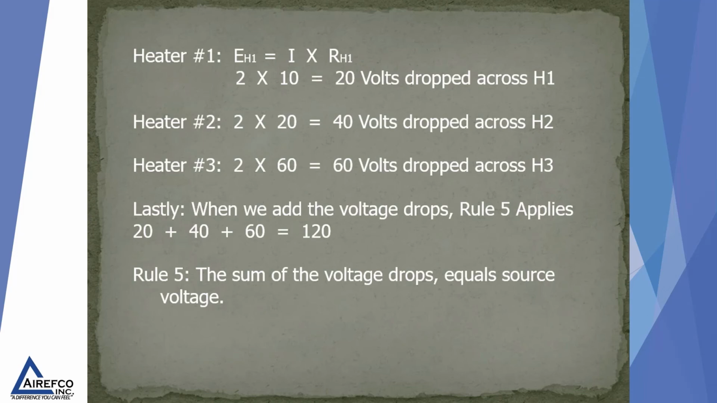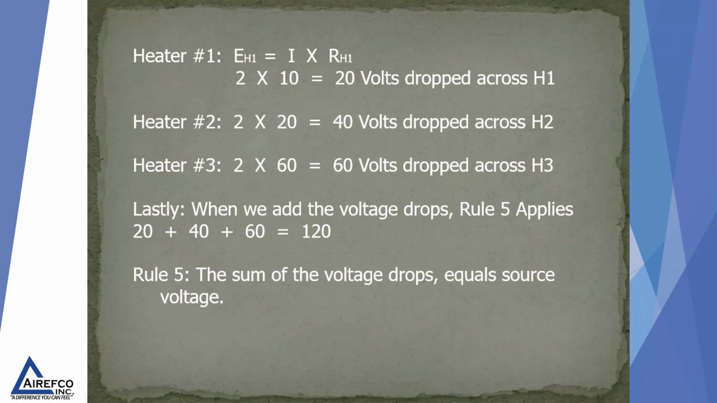So by using that formula, we find that heater number 1 is 2 times 10, shows us that 20 volts are dropped across heater 1. 2 times 20 is 40 volts dropped across heater 2. And 2 times 30 is 60 volts dropped across heater 3.